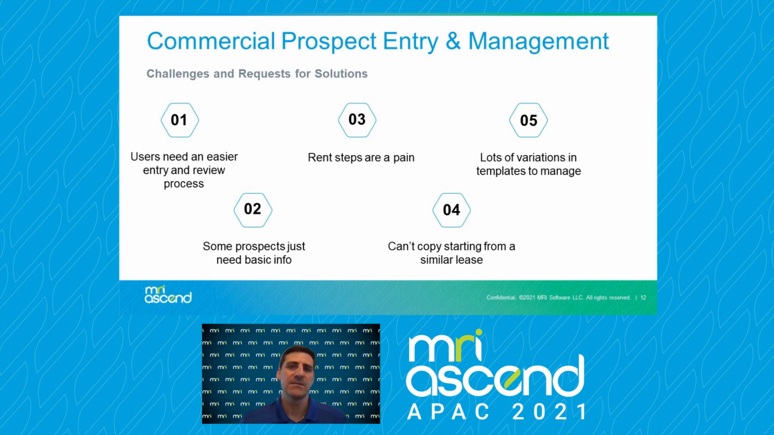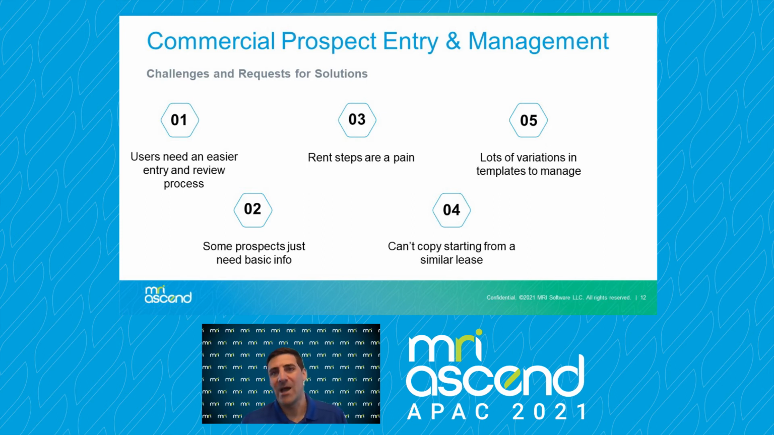The second item is that sometimes prospects just need basic info. Sometimes all that we have is a lease start date, a lease end date, and a rent amount, and that's fine. That's all that we need, and that's all that is expected for that budget. Managing rent steps, those are a pain, and we have heard that loud and clear. It is not the easiest thing to go in and manage a rent step, but hopefully with this new prospect entry and management system that we've created, that becomes a lot easier.